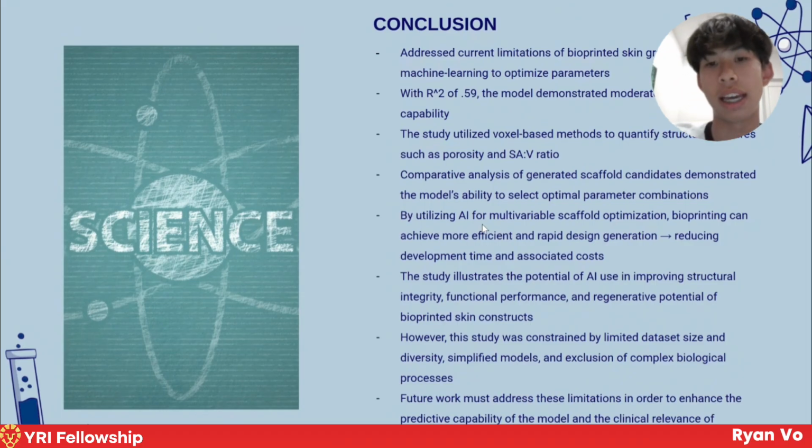And by utilizing AI for multivariable scaffold optimization, bioprinting can achieve more efficient and rapid design generation, reducing development time and associated cost. The study illustrates the potential of AI use in improving structural integrity, functional performance, and the healing potential of these bioprinted skin constructs. However, the study was limited by dataset size and diversity, simplified models, and exclusion of complex biological processes, and future work must address these limitations in order to enhance the predictive capability of the model and clinical relevance of bioprinting as a whole.